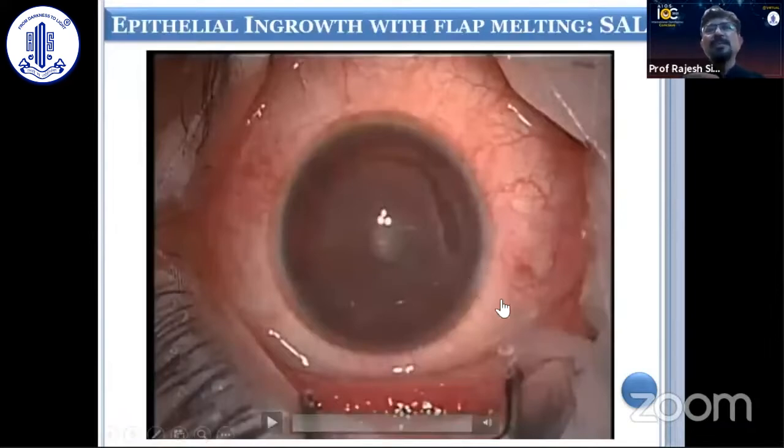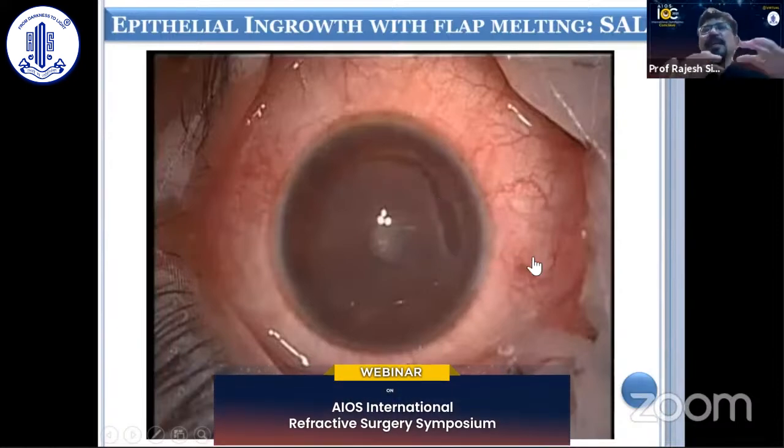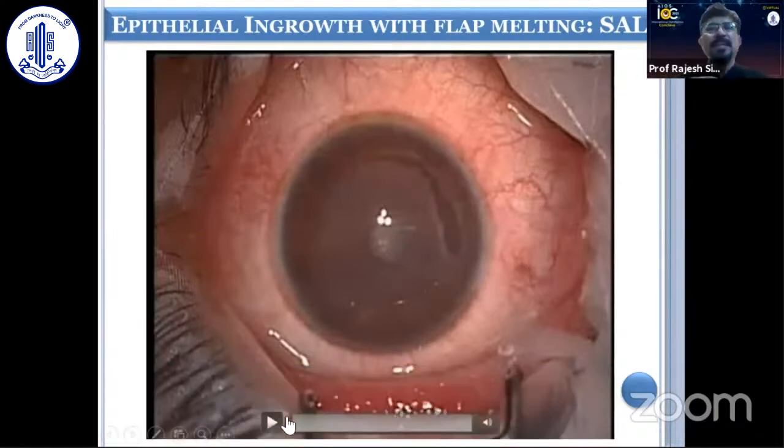Now, there is a general teaching that if the epithelial ingrowth is in the periphery, you don't have to treat, you have to follow up, and that is what was being done in this case. The epithelial ingrowth was in the periphery only, but then gradually there was clump formation, and then it lifted the flap, and then there was flap melting.